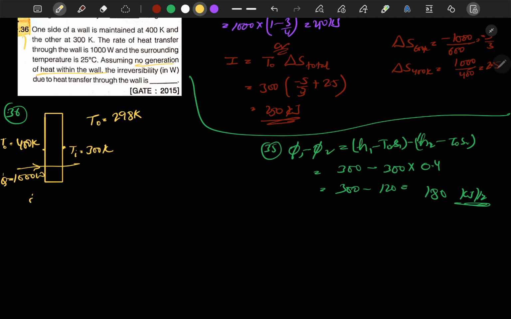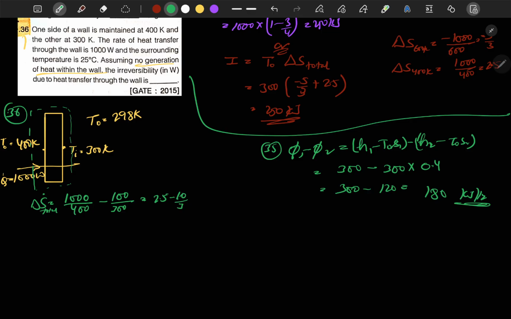Or we can directly consider this as a system. So let's say this is a system. Then we can calculate delta S dot is equal to 1000 watt entering at 400, so 1000 by 400, minus 1000 leaving at 300, so 1000 upon 300. From here we get 2.5 minus 10 by 3, and this is our delta S total.